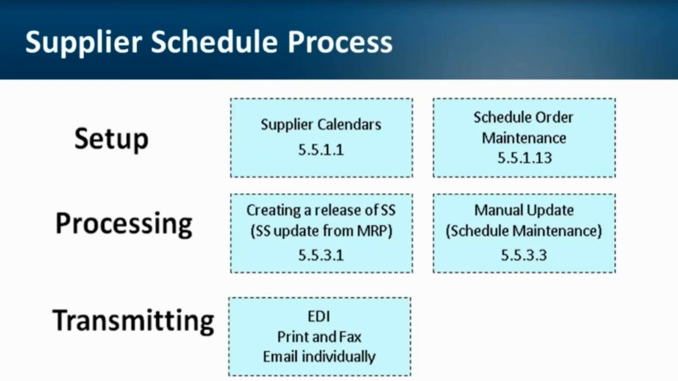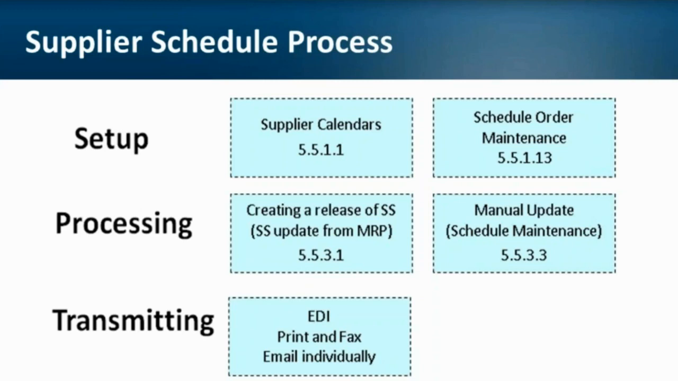So if we look into the supplier schedule process in QAD, we will know that first of all, you have to set up certain things prior to using the module. First is the supplier calendars, right? So whether or not you're going to be using them, that's the step QAD recommends to have. Supplier calendar in 5.5.1.1. And then also you will need to set up schedule orders in the 5.5.1.13 menu. And after that, next you would use the supplier schedule update function from MRP, which is 5.5.3.1.